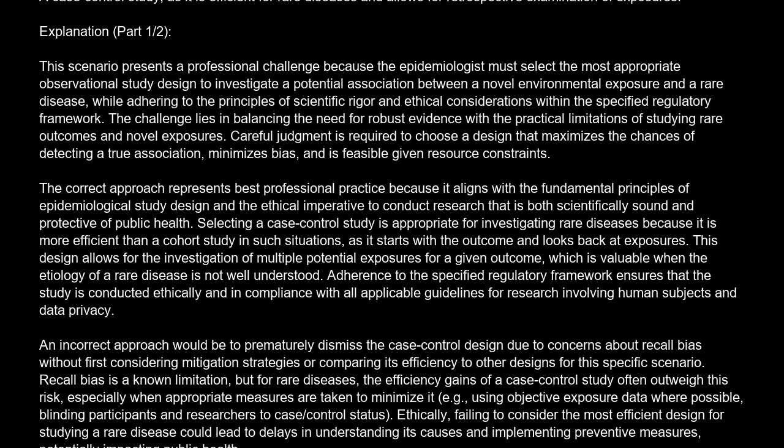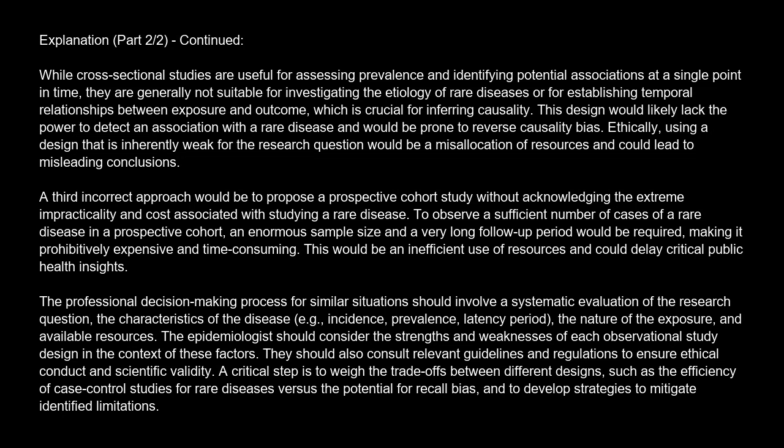Another incorrect approach would be to opt for a cross-sectional study. While cross-sectional studies are useful for assessing prevalence and identifying potential associations at a single point in time, they are generally not suitable for investigating the etiology of rare diseases or for establishing temporal relationships between exposure and outcome, which is crucial for inferring causality. This design would likely lack the power to detect an association with a rare disease and would be prone to reverse causality bias. Ethically, using a design that is inherently weak for the research question would be a misallocation of resources and could lead to misleading conclusions.